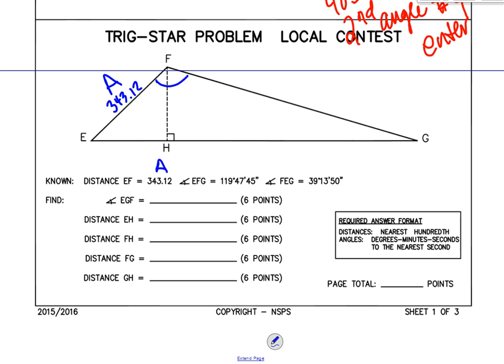It's this big angle here, 119 degrees, 47 minutes, 45 seconds. That's going to be B, that angle. And this other angle, FEG, which is down over here, is 39 degrees, 13 minutes, and 50 seconds. And that's going to be capital C, that angle. Now, you'll decide what you're going to do, but let's just store these in one at a time, and just store in A right now.